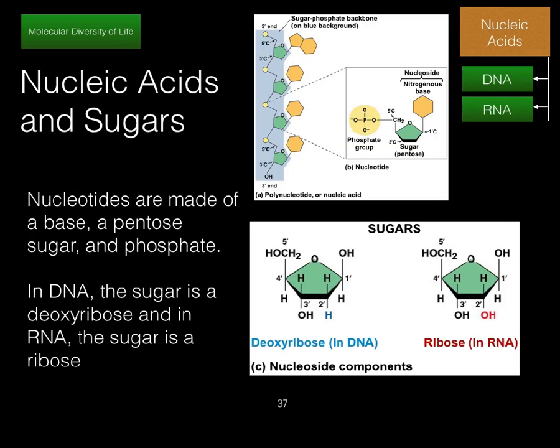Both of these nucleic acids are polymers of these nucleotides. In DNA, the sugar is a deoxyribose sugar. The D in DNA stands for deoxyribose. In RNA, the sugar is a ribose, so the R in RNA stands for ribose.